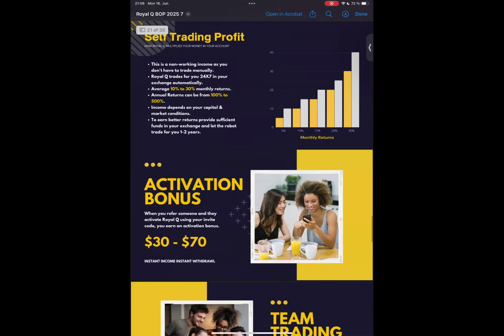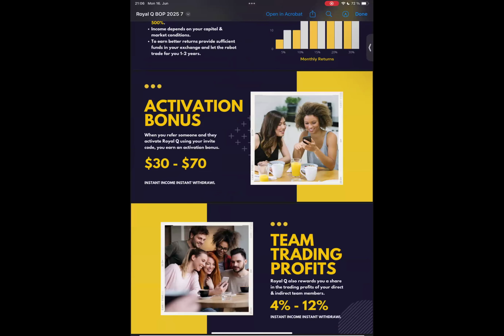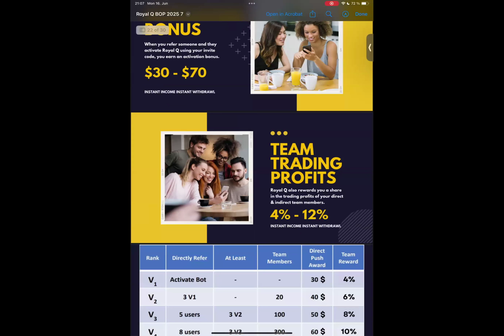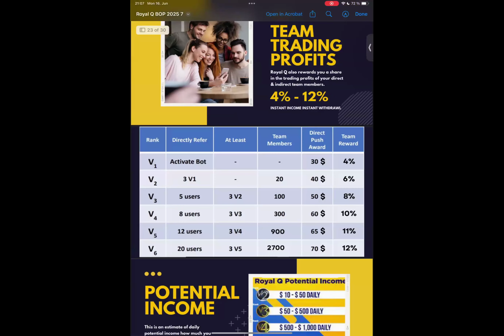Okay. So the activation bonus is between 30 to 70, depending on the rank you are. If you're on the first rank, you earn 30. So imagine you join the opportunity, you get 4 people, you've gotten back the 120 you activated with. Is that not great? That is sweet, right? Team trading profit is between 4 to 12%, depending on the rank that you are on. So this is just a table for you to view all these things over here. I hope you can see clearly.